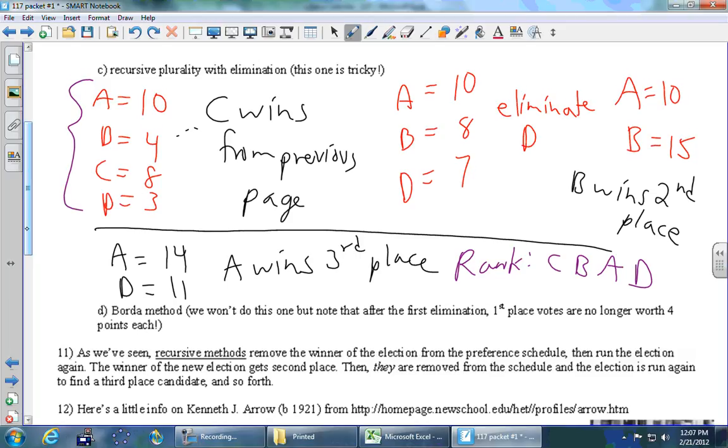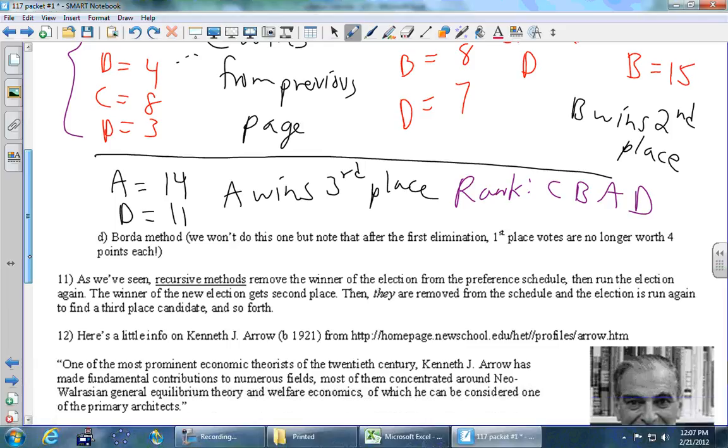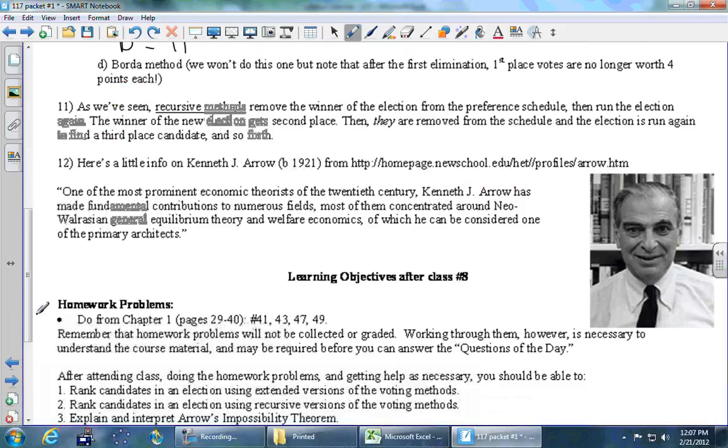Okay, let's just see a little bit about this guy, Arrow. Remember, Arrow's impossibility theorem said that there's no way to count the votes that satisfies all four of these things for every election. That's what it said. So I think we're up to Jason. Here's a little info on J. Arrow.